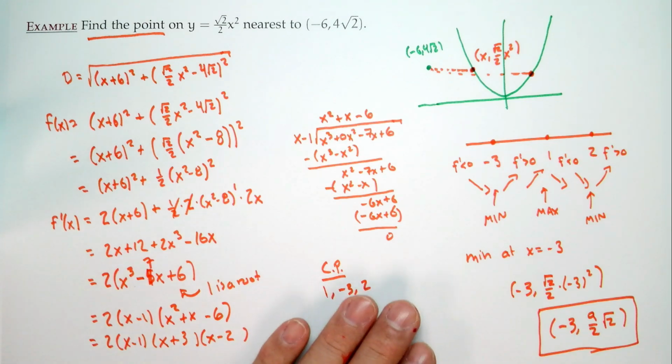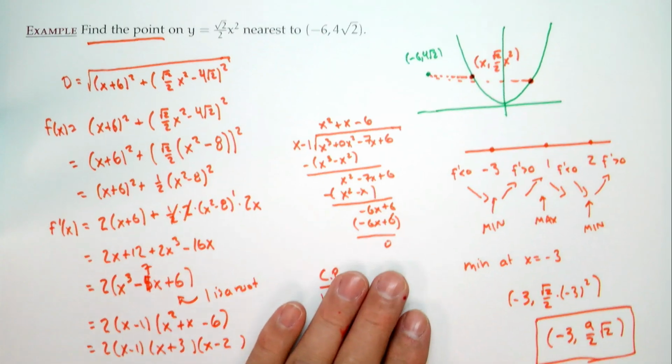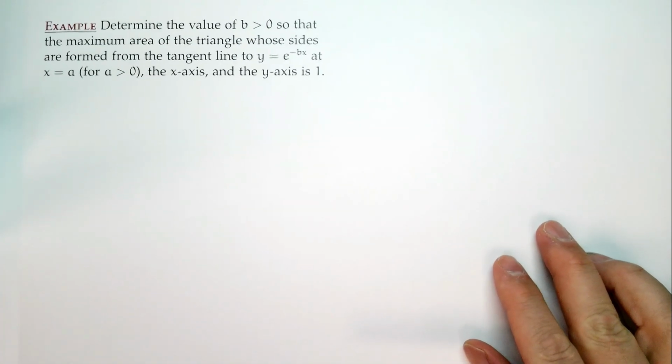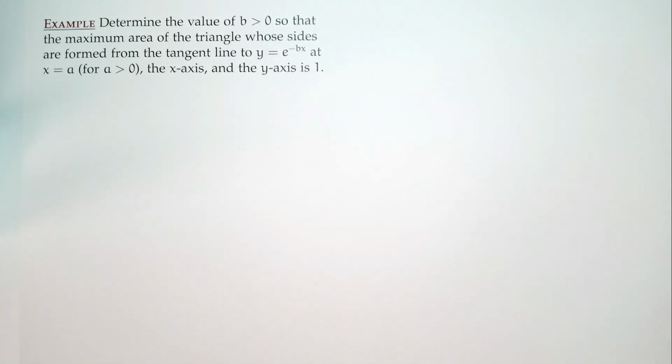Okay, well, with all these warm-ups done, and hopefully by now we've gotten all our algebra mistakes out of our system, one more example. Determine the positive value of b, I want b greater than 0, so that the maximum area of the triangle whose sides are formed from the tangent line to y equals e to the negative bx at x equals a for some a greater than 0, the x-axis and the y-axis is 1.